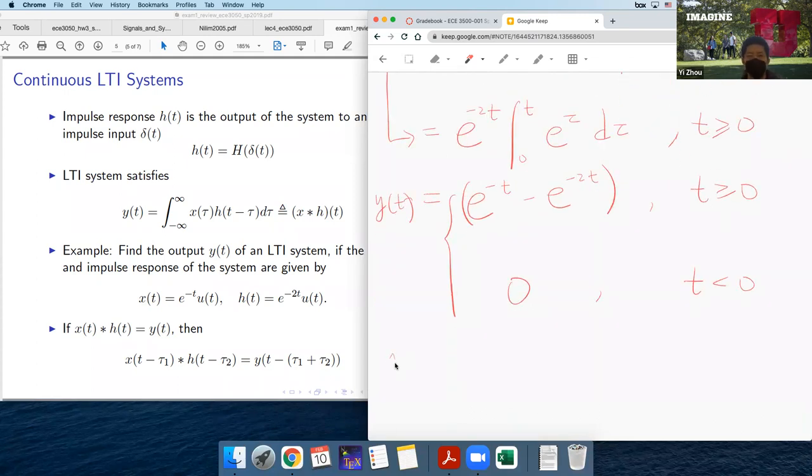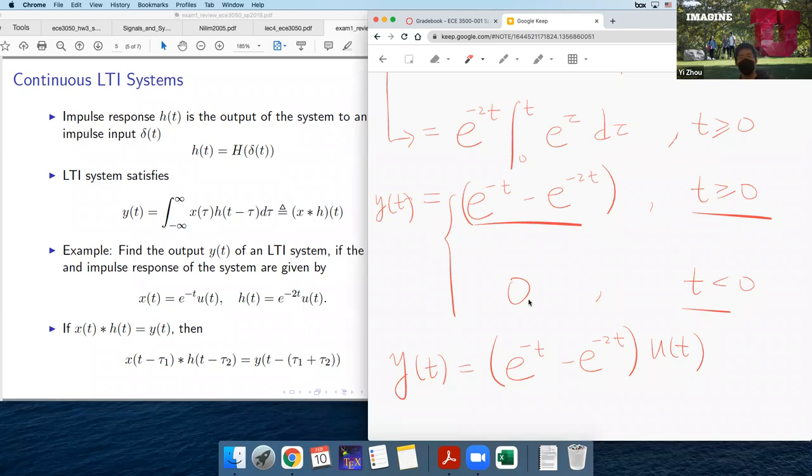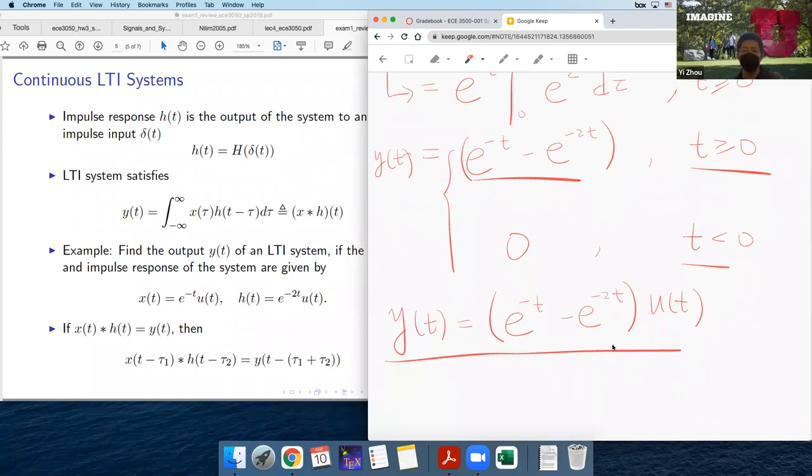So to summarize, y(t), again, this is a segmented function, but the change point is at 0. So we can use u(t) to simply write it in this way, multiply by u(t), it already covers both cases, right? When t is greater than 0, u(t) is simply 1, so we have this one. When t is less than 0, u(t) is 0, so we have the 0 part. So in the end, y(t) should be written in this way. So we have an additional u(t) here.